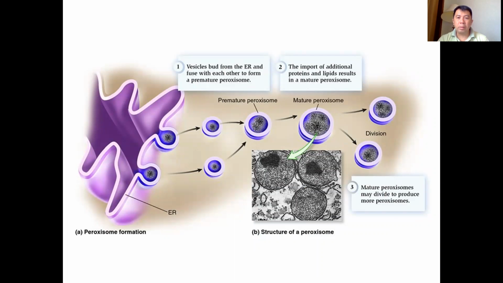So here is how the peroxisome is formed. From here you can see the vesicles bud from the endoplasmic reticulum, and they fuse with each other to form a premature peroxisome. Then several premature peroxisomes fuse together to form a mature peroxisome. These peroxisomes are able to divide into many smaller peroxisomes. This is different to the lysosome, which is unable to divide.